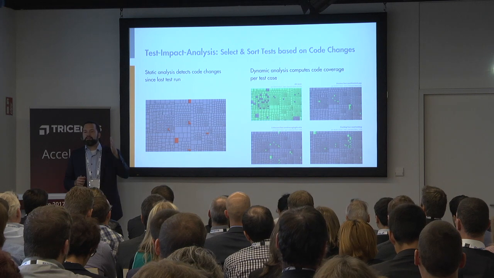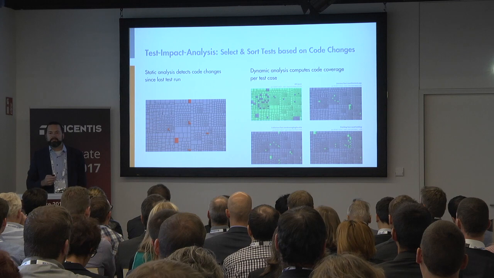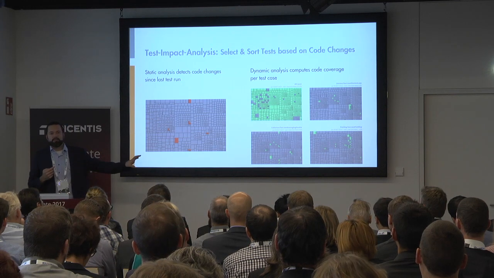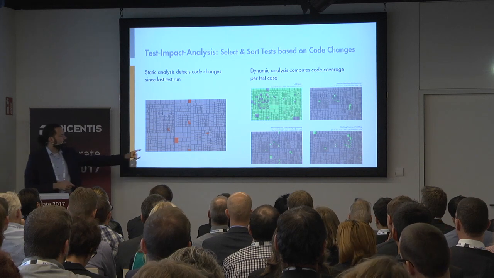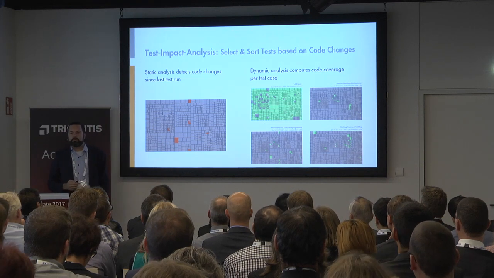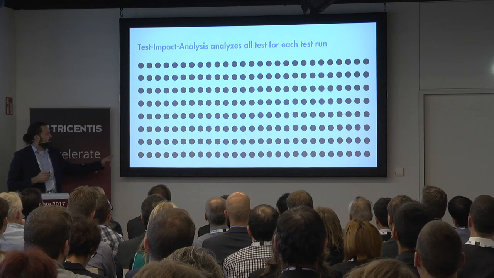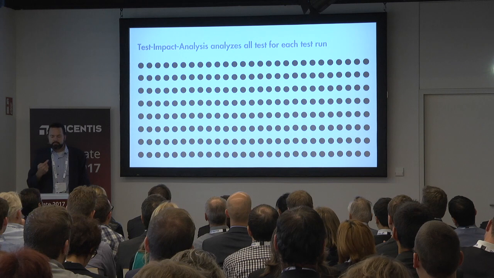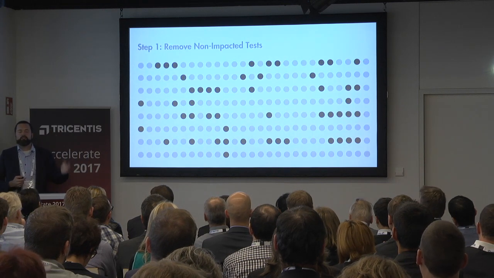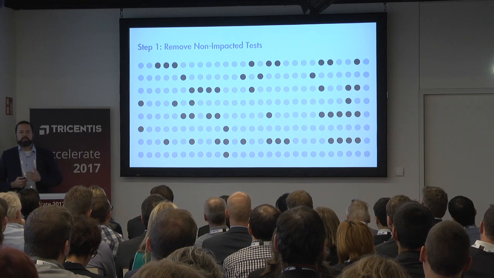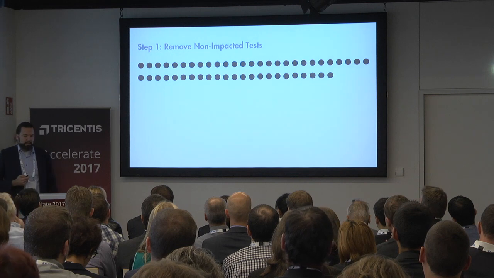Then we can decide, if you run, for example, your tests on a daily or hourly basis, that we don't need to always execute all tests, but we can decide which tests will most quickly find bugs introduced by the changes since the last test run. And we do it in 2 steps. The first one is to select. Imagine every single dot is a test case. We can remove all the non-impacted tests, meaning those tests that don't execute any of the changes made since the last run, because we know they can't find a bug. This cuts down the number.